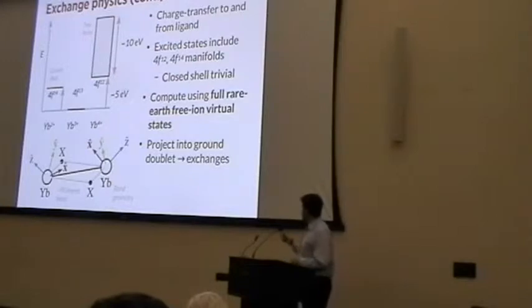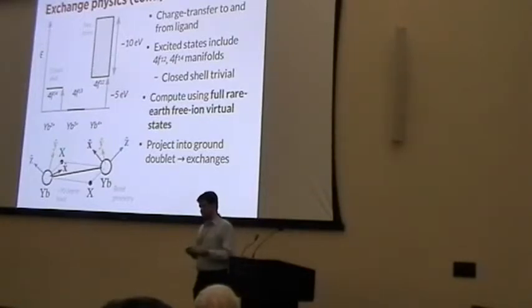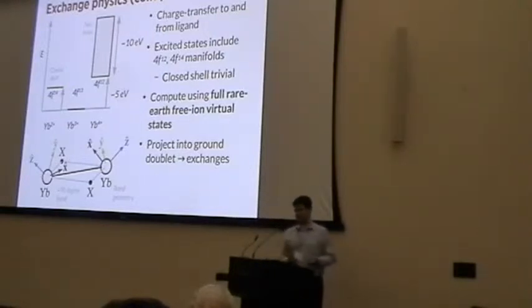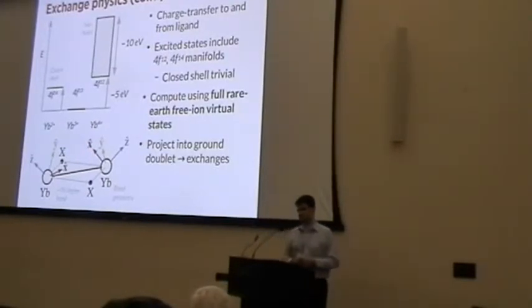So what I'm going to describe to you is sort of the simplest way to try to compute these exchange interactions, which is you include these charge transfer processes, and then you assume that the virtual states that are involved in the middle here are just free ion states. This is a reasonably good approximation, and then once that's done, we project into these gamma 4 doublets, which are the crystal field ground states.